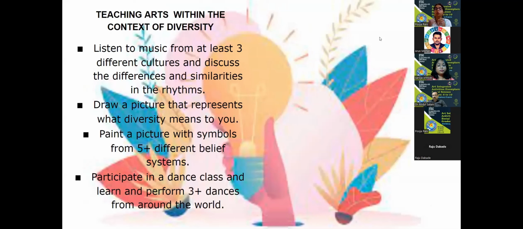So here you can conduct poster making. You can take the help of your art teacher. While in the art class, he or she can help you out. So you can tell them that we are planning this activity, keep this topic. So when you are conducting art classes, you can help us also. Integrated means when we are going to interlink other subjects also. So paint a table with symbols from 5+ different belief systems. Participate in a dance class and learn and perform 3+. I have just kept a few of the numbers. Dances from around the world.